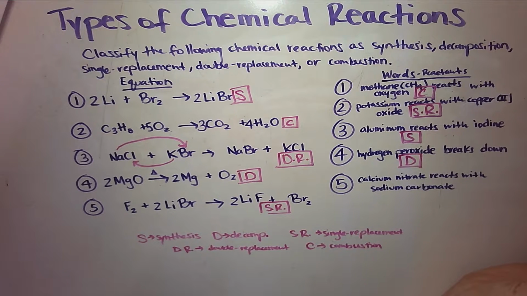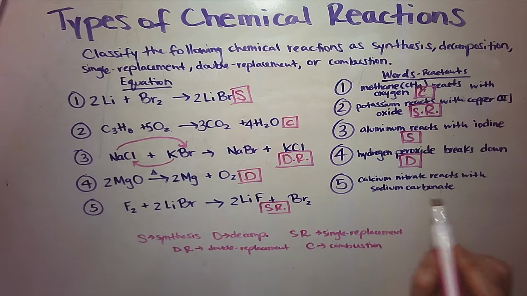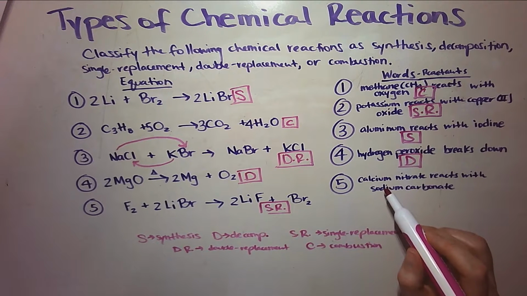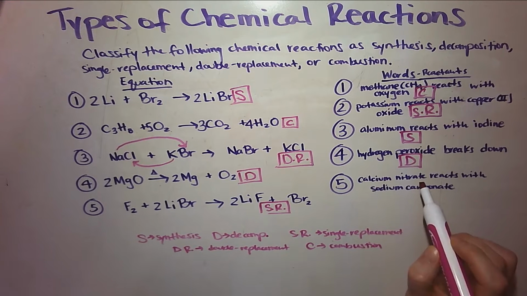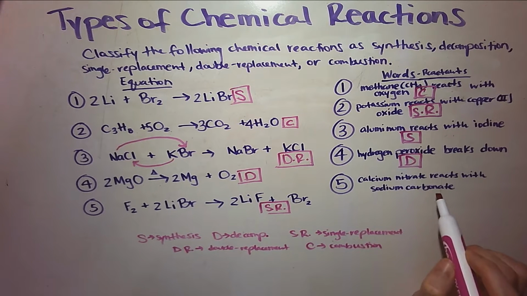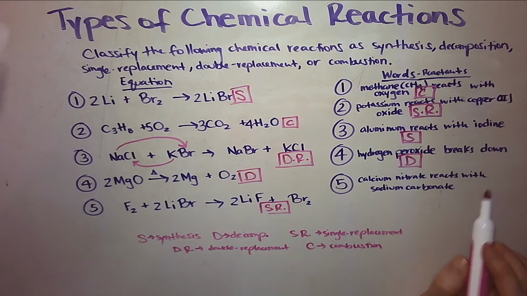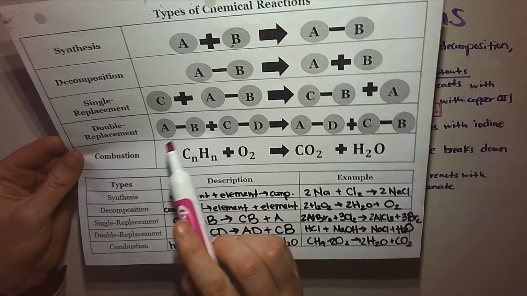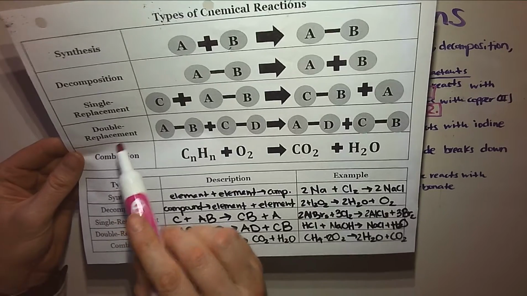All right, 5. Calcium nitrate reacts with sodium carbonate. No, I'm not going to make you write those out. You already know how to do that. Hopefully, if not, you're practicing it. Okay. So calcium nitrate reacts with sodium carbonate. Calcium nitrate and sodium carbonate are both, you guessed it, compounds. So when you have a compound and a compound reacting together, think double replacement.